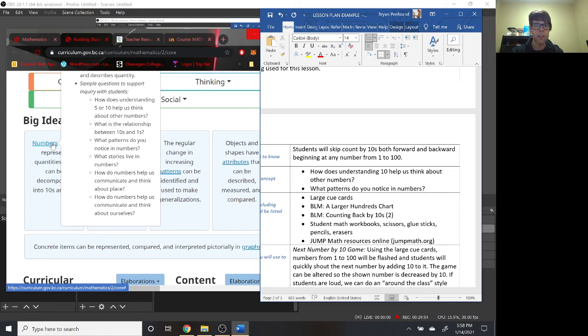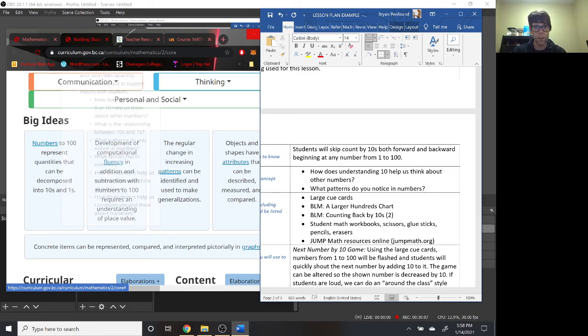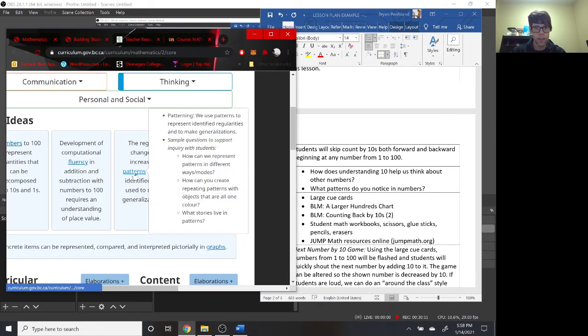We're not really putting these numbers in the context of place in this particular lesson. How do numbers help us communicate and think about ourselves? Again, we're not really making any stories about ourselves for this particular lesson. So, we can hover over patterns and see if anything exciting in the pattern section catches our eye.